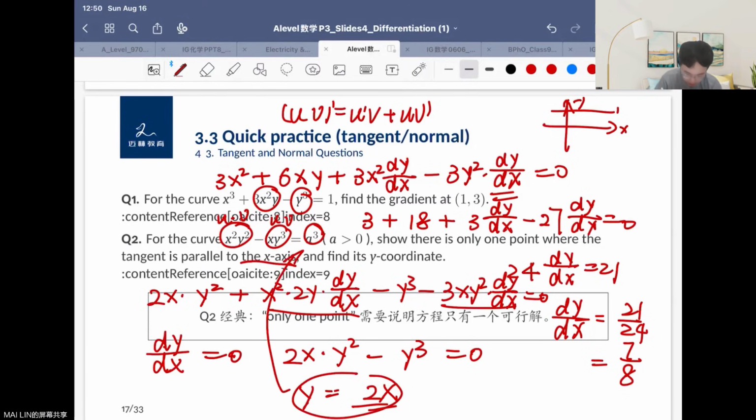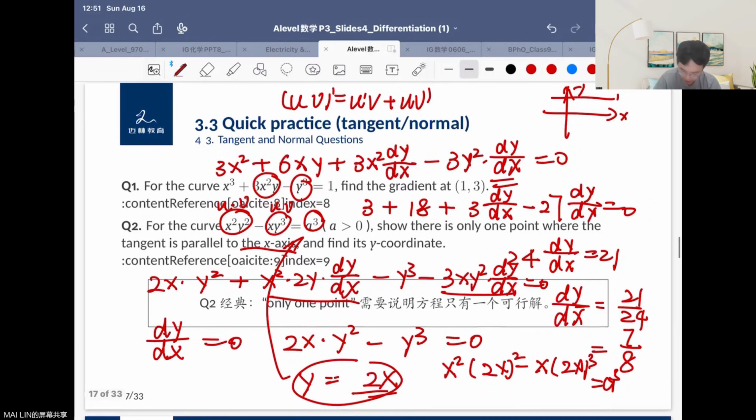Because y equals 2x, you can substitute it into the curve: x squared times (2x) squared minus x times (2x) cubed equals a cubed, right? So this is 4x to the power 4 minus 8x to the power 4 equals a cubed. Then we can calculate x, which gives the fourth root of the expression, and that is the x coordinate. Then you can put it into y equals 2x to find the y coordinate, okay? That is for this problem.